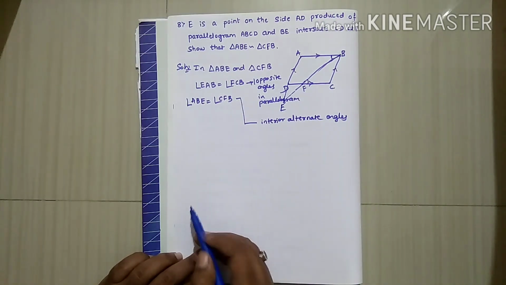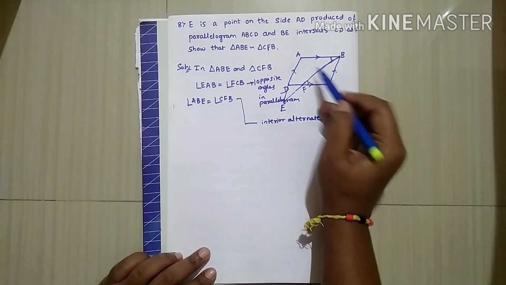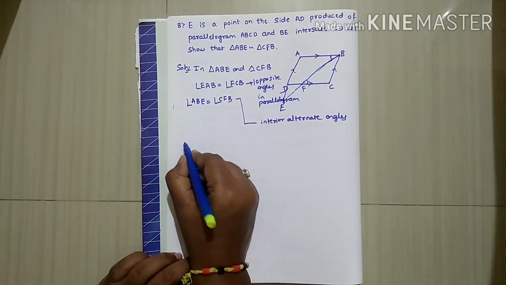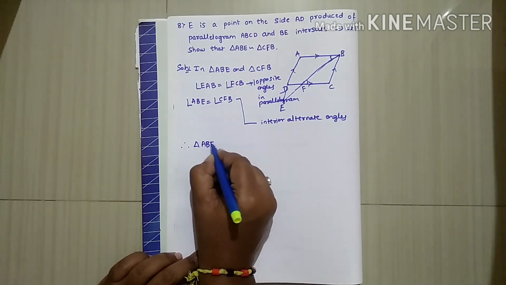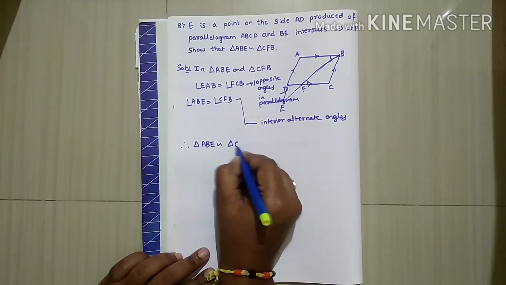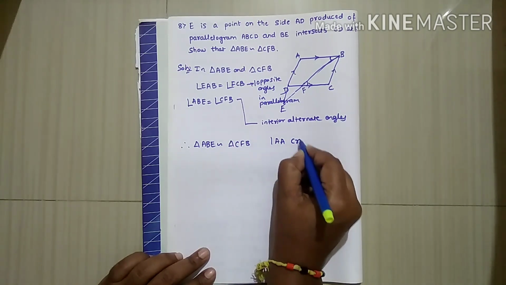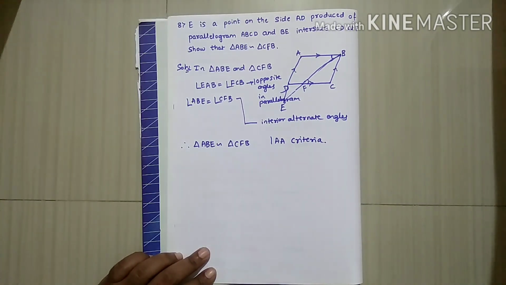Now you see, two angles of one triangle are equal to two angles of the other triangle. Therefore, if two angles are equal, we can say these two triangles are similar by AA criteria. Therefore, triangle ABE is similar to triangle CFB by AA criteria. This we got as the result.